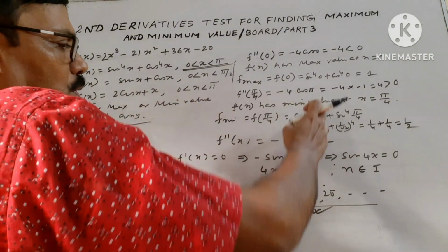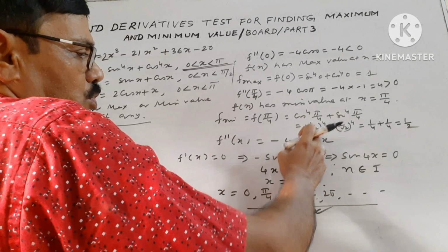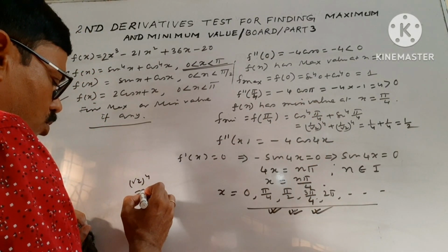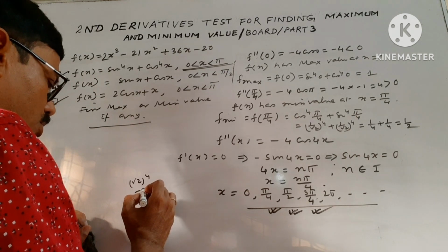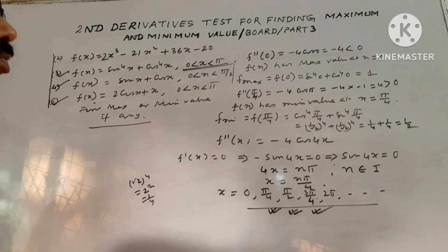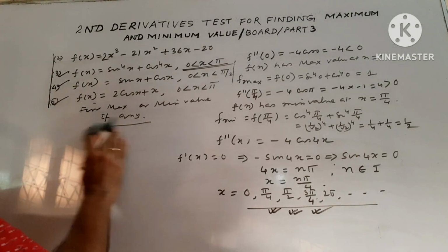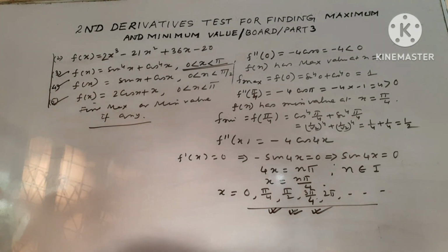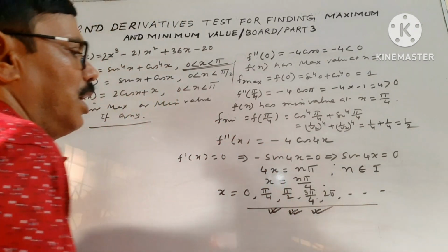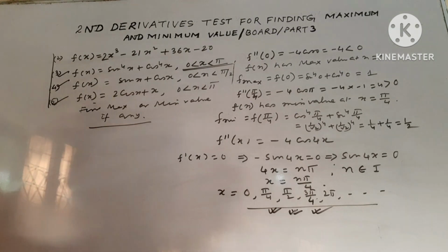cos to the power 4 pi by 4 is 1 by root 2 whole to the power 4. Root 2 to the power 4 is 2 square, equals 1 by 4. So 1 by 4 plus 1 by 4, so you are getting half. So f minimum equals half.